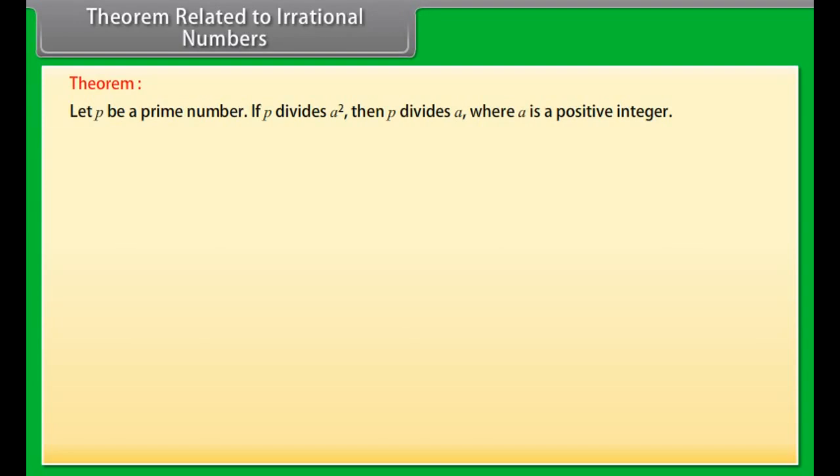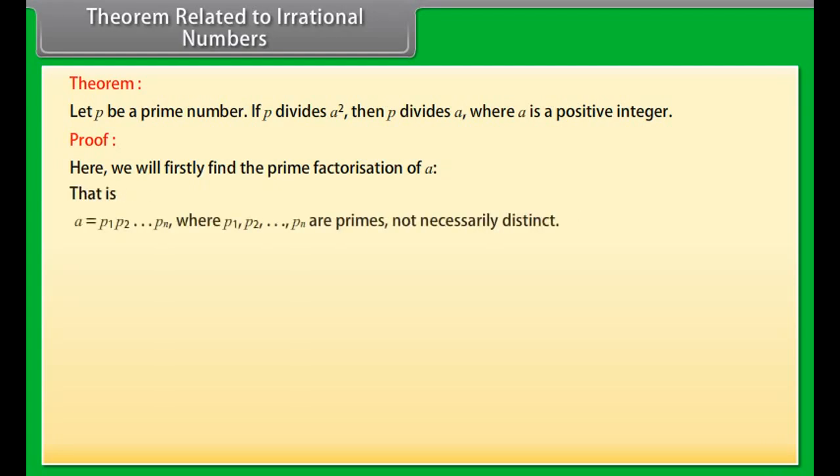Other examples are pi, which is equal to 3.141592, and 0.1011011110111110 and so on. Theorem related to irrational numbers.